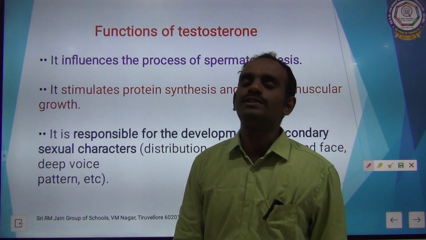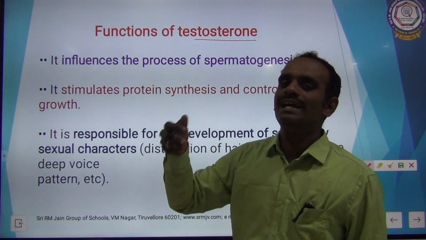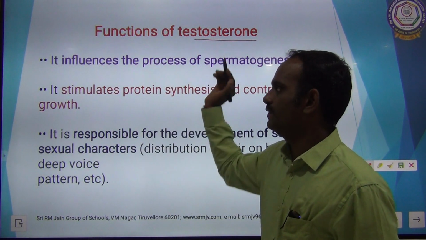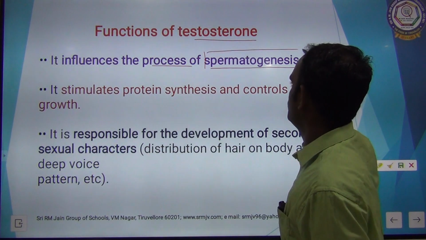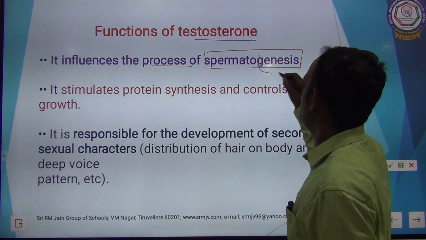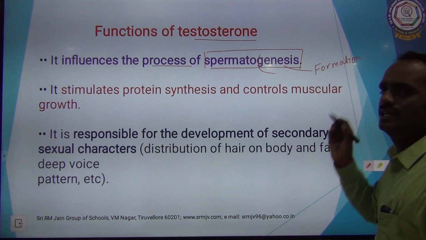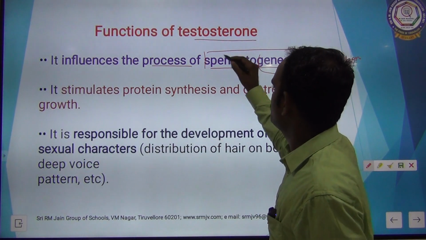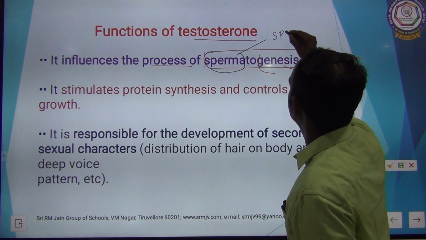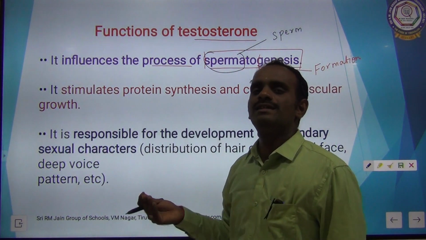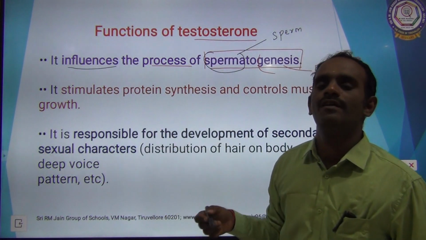Now, functions of testosterone. Testosterone is the name of the male sex hormone, synthesized by Leydig cells of the testis. Clear? The first function: it influences the process of spermatogenesis. What is spermatogenesis, children? Wherever you hear the word genesis, it means formation. Spermatogenesis means formation of sperm. So this hormone plays a vital role in the formation of sperm.